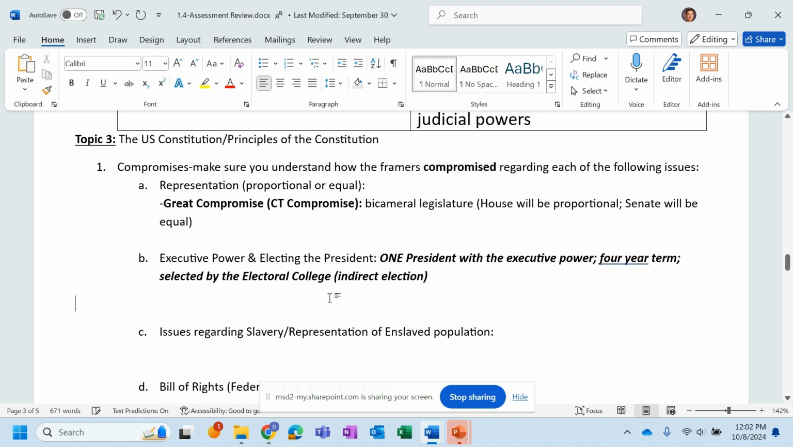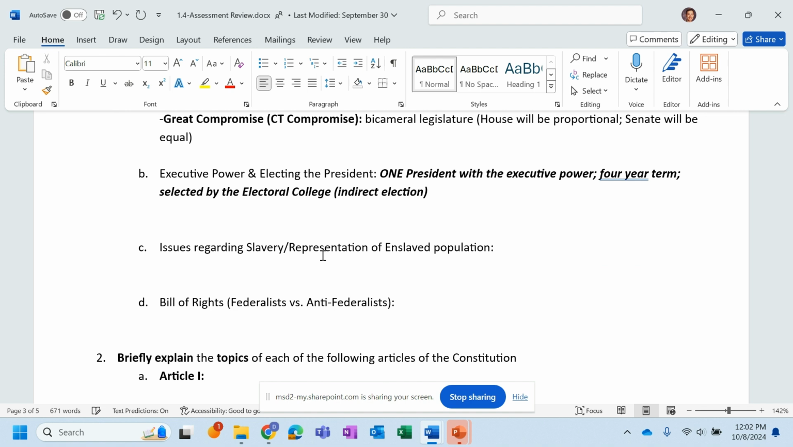Issues regarding the enslaved population. So the big one that you know from probably history class as well is the 3/5 Compromise. It said enslaved peoples would count as 3/5 of a person for representation. They don't get to vote. They can't hold office, but for purposes of representation, enslaved Africans is who they're talking about here. They don't say it specifically, but would count as 3/5 of a person.